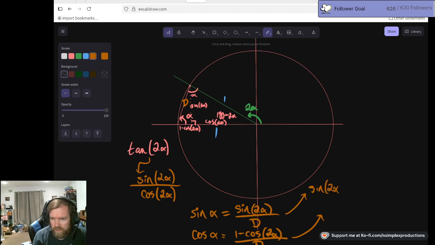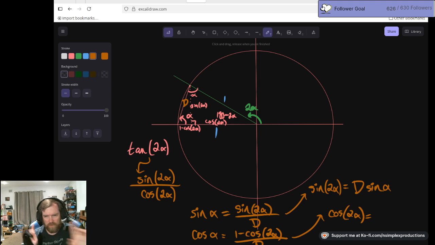Sine of 2 alpha is equal to d times sine of alpha, and cosine of 2 alpha is equal to, those are going to swap positions. D is going to be on the cosine of alpha, so that's 1 minus d cosine alpha.